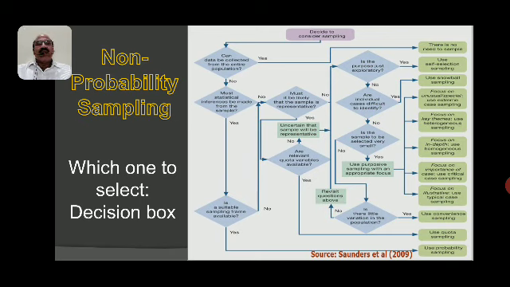The same way, there is a decision box. On that basis, we can decide what sort of non-probability sampling we can select. Like what we discussed in probability sampling, in the decision box you have to see the criteria. If it is yes, then you have to go for one sampling. If it is no, then you have to go for another option or look for another criteria in the decision making process.